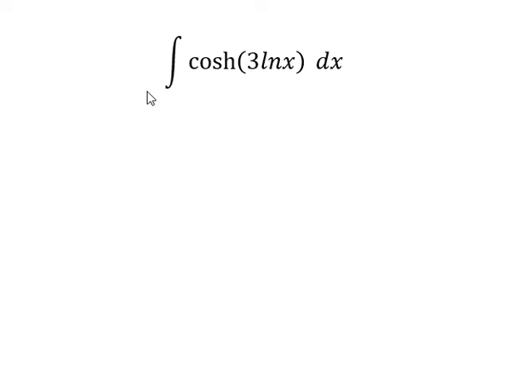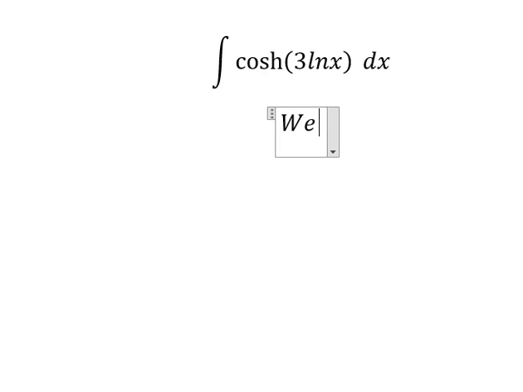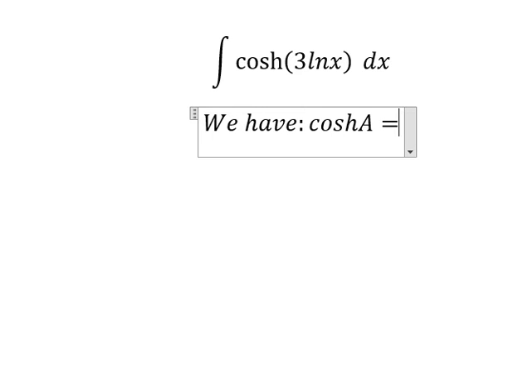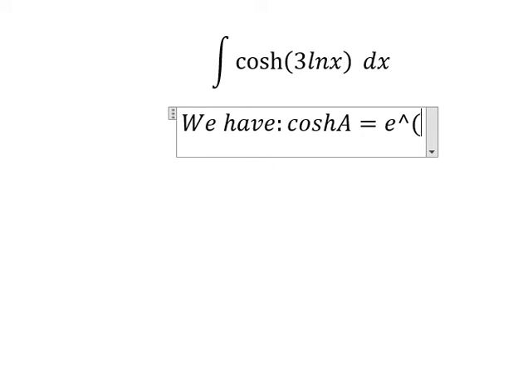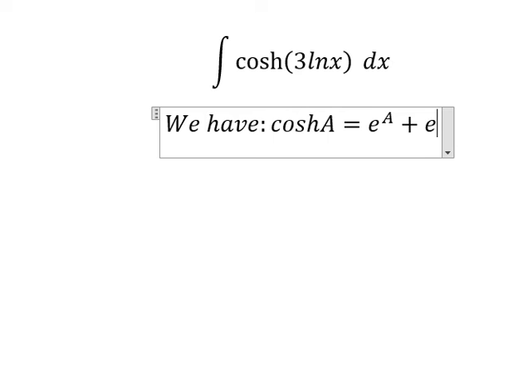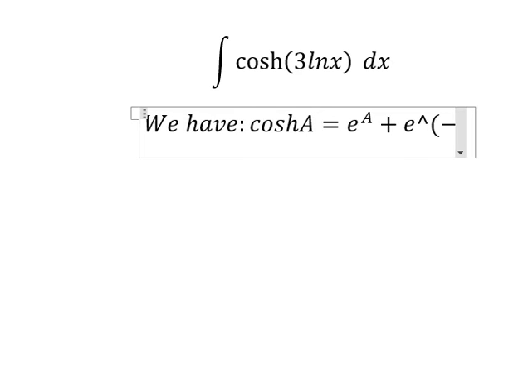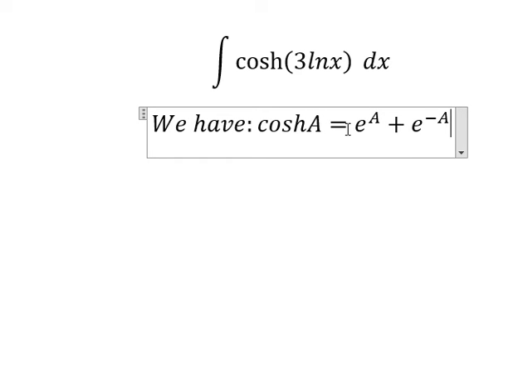The topic today is about integration. So now I will show you how to answer. We have the formula in here. That's about cosh of A equals e to the power of A plus e to the power of negative A, over number 2.